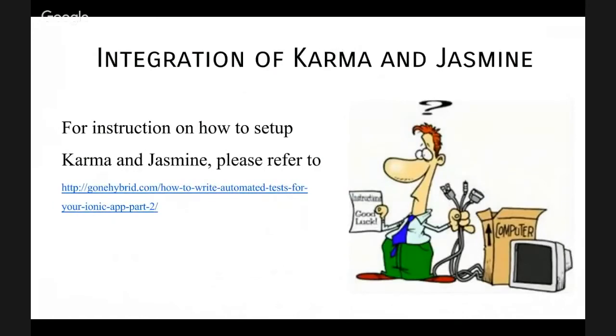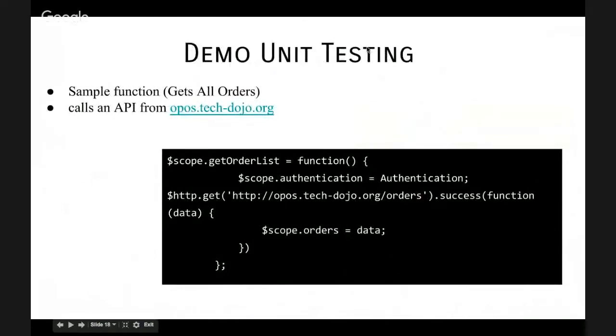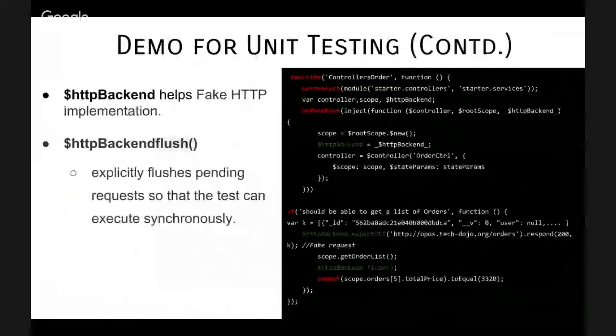Now we're going to see a sample test code. Here we have a sample function which we're going to test. It mainly calls an API from the ops.techdojo.org to get all the orders. Here on the right side, we have the code for the tests.